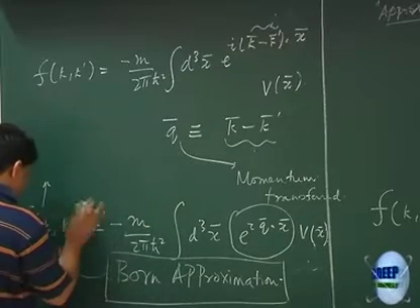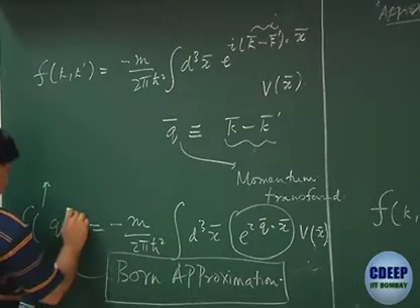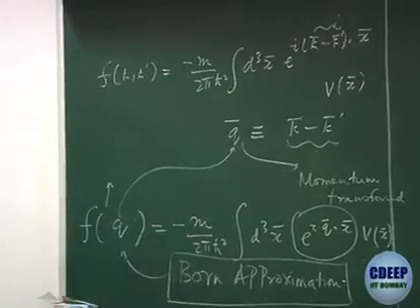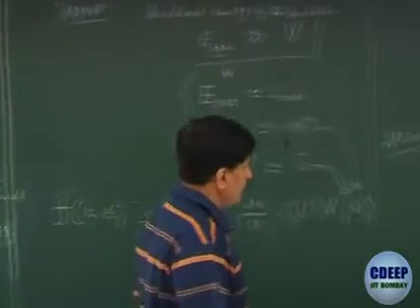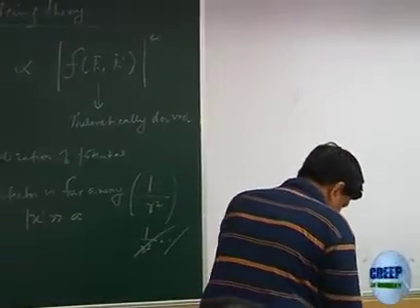This can also be written as Q. Now I'll write it as Q because Q is this. That's fine. There are two things which I wanted to mention.